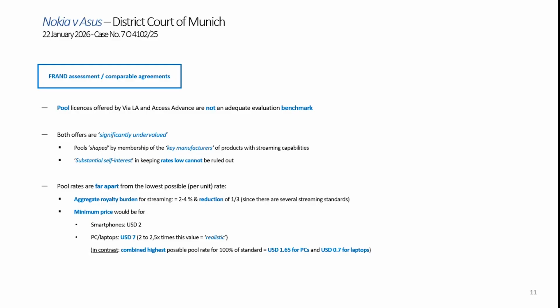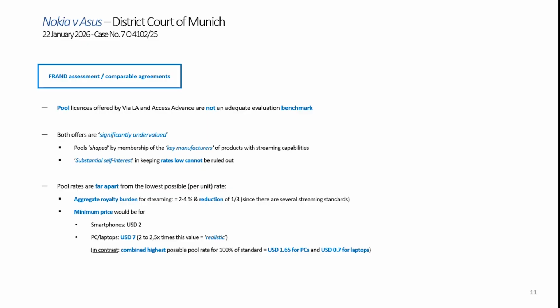Now, maybe here's some background, which the court explained in much detail in the decision. You have in the HEVC field these two large patent pools, Via LA and Access Advance. And according to the court, these two pools together cover around 90% of the relevant HEVC patents. Now, why these offers of the pools or these pool agreements should not be directly comparable is, according to the court, the fact that these two pool offers are, in the view of the Munich court, significantly undervalued.